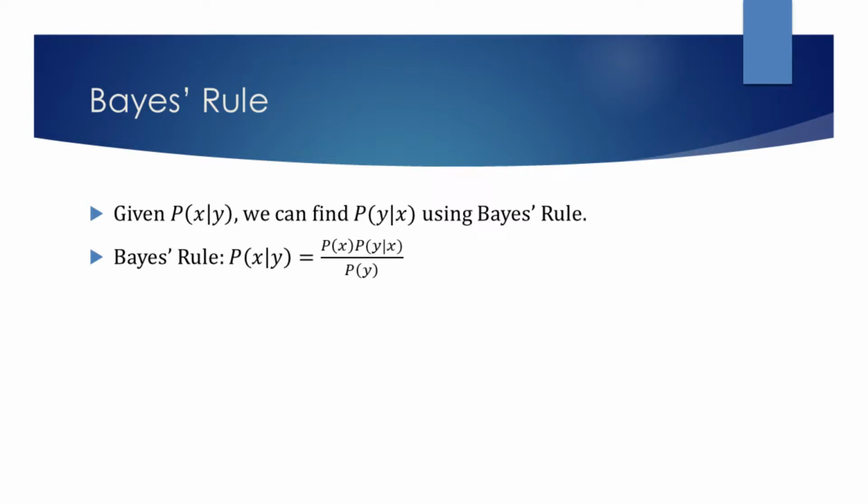Bayes' rule lets us find the probability of y, given x, if we know the probability of x, given y. You can see the corresponding formula on this slide. Let's now consider an example, where we can use the Bayes' rule.